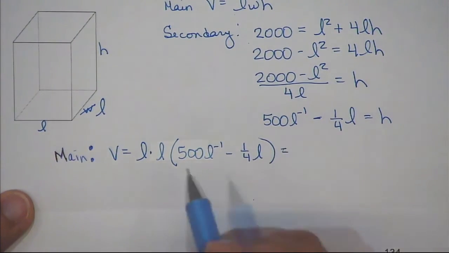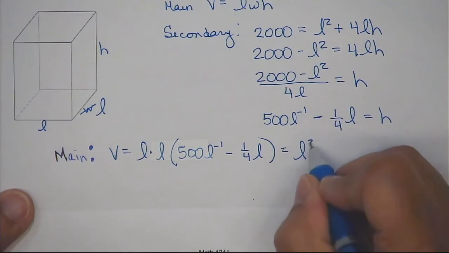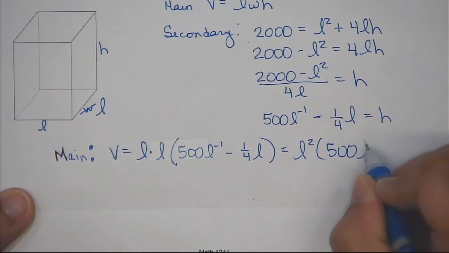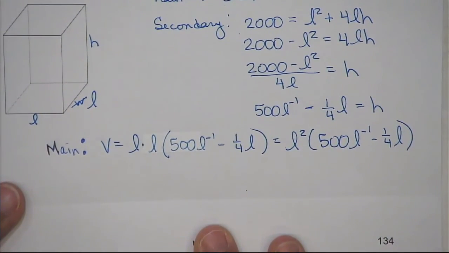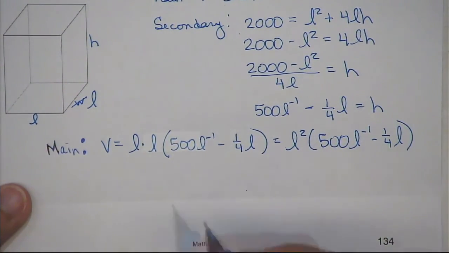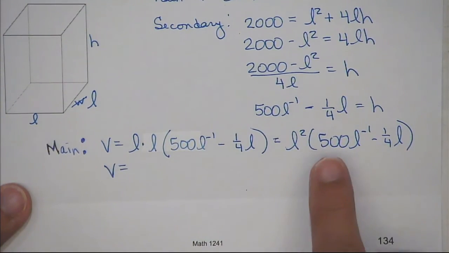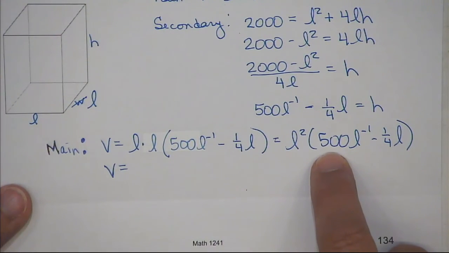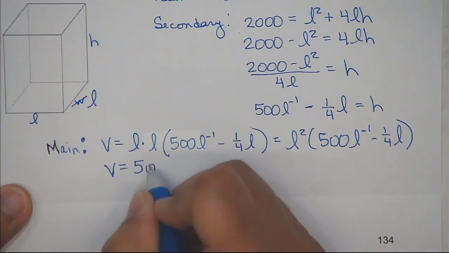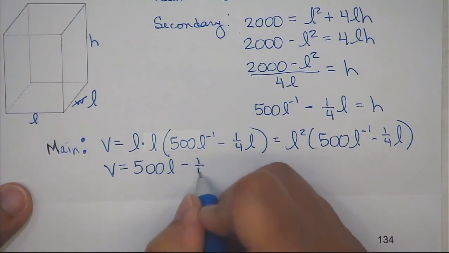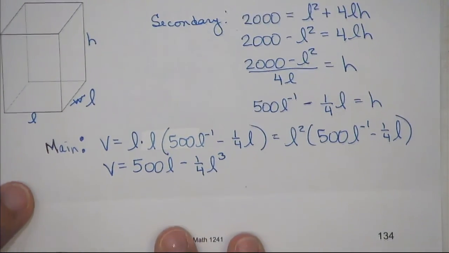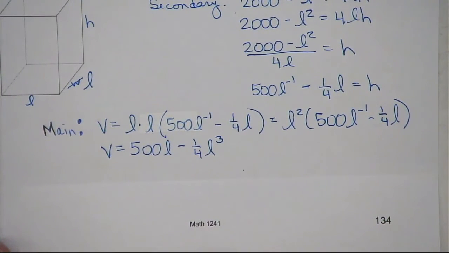All right, so first off, the L times L, let's go ahead and write that L squared. And then I'm just going to distribute. All right, so remember when you're multiplying, you add exponents. So we got L squared times 500 L to the negative 1. So that would be 500 L. And then L squared times negative 1/4 L would be negative 1/4 L cubed. Okay, so there's your volume, written all in terms of L.